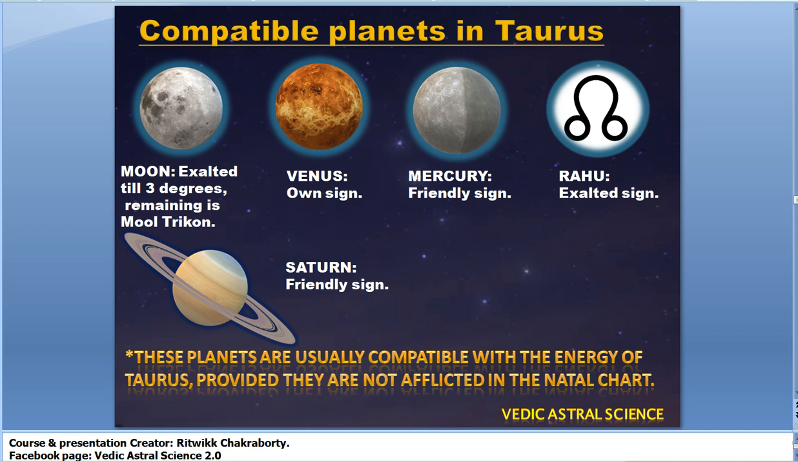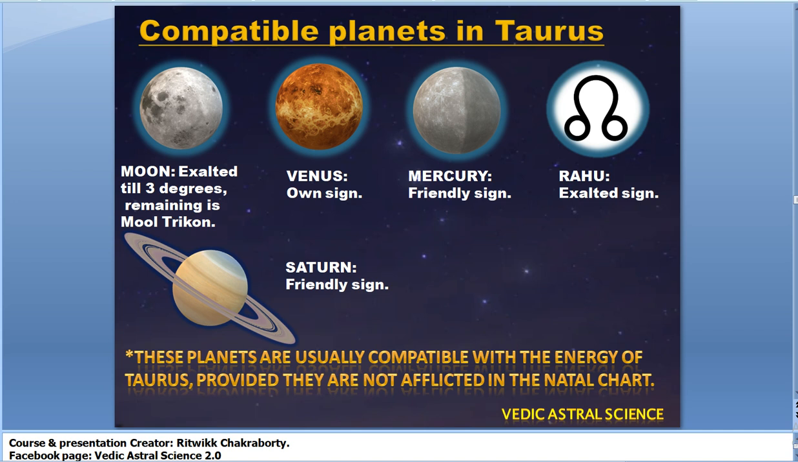For Saturn also, Taurus is a friendly sign, and from the Mool Trikon position of Saturn, which is Aquarius, the same thing will go on as we saw for Rahu. So it will be a Kendra position. Saturn can also be considered compatible in sign Taurus. However, the elements or tattva of Saturn and Rahu are not compatible with the Earth element, because both Saturn and Rahu are governed by the air element.